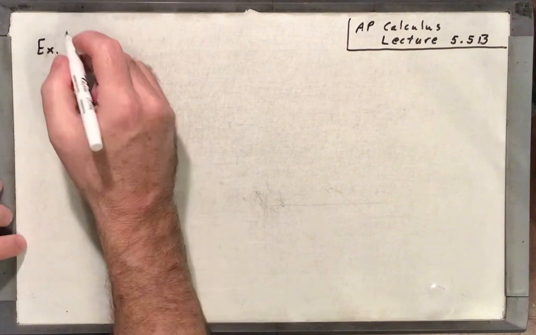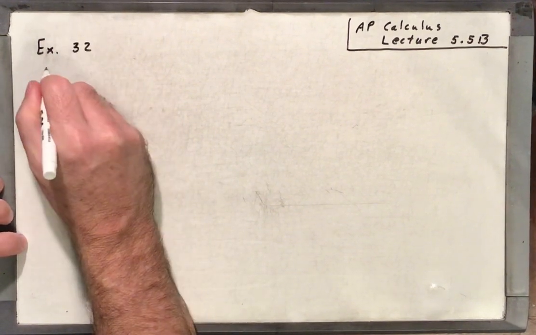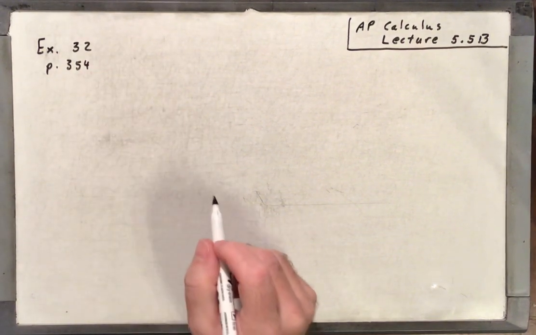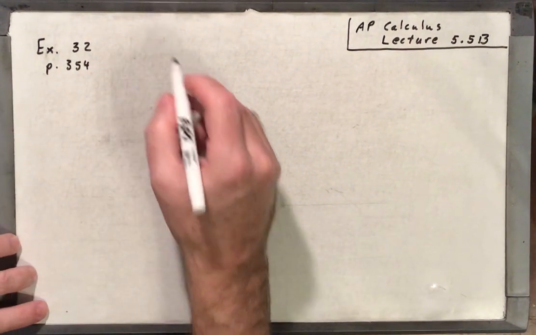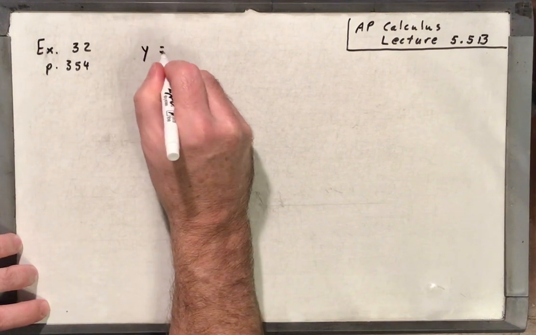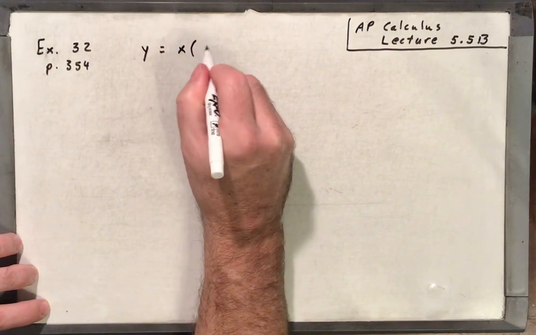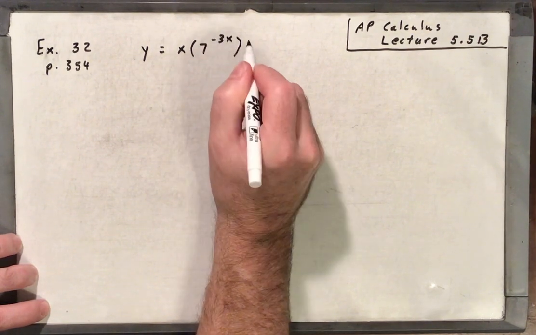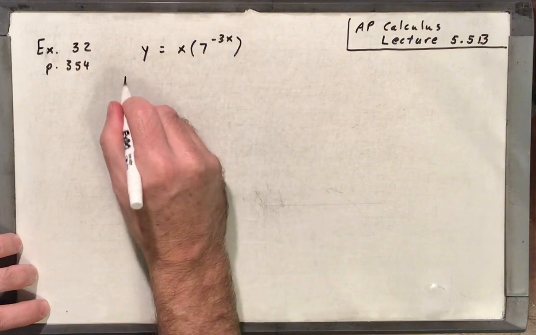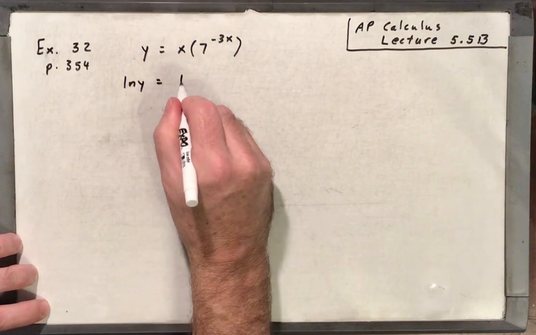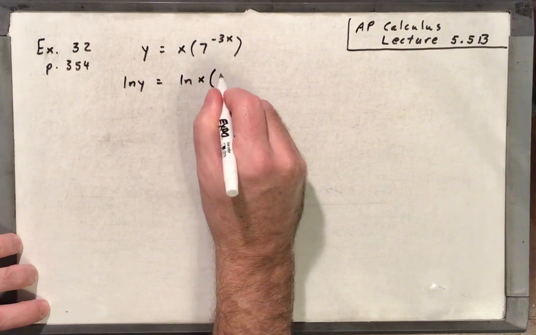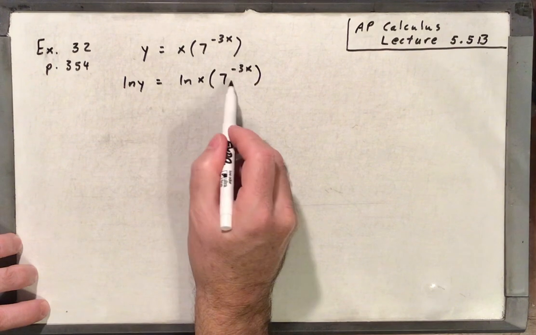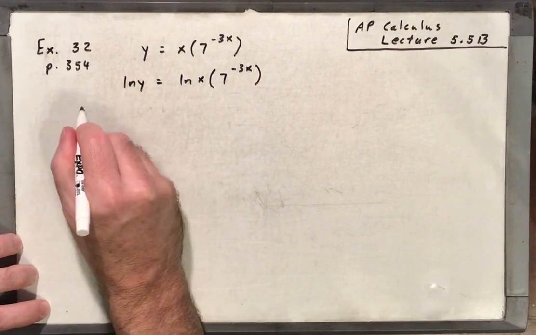We're going to look at example 32. This is one where I do go ahead at the end and make a move to simplify things. So we have y is equal to x times 7 to the minus 3x. Let's take the natural log of both sides. Okay, this is a multiplication here, so I can split those apart. I'm going to give myself a little more room.